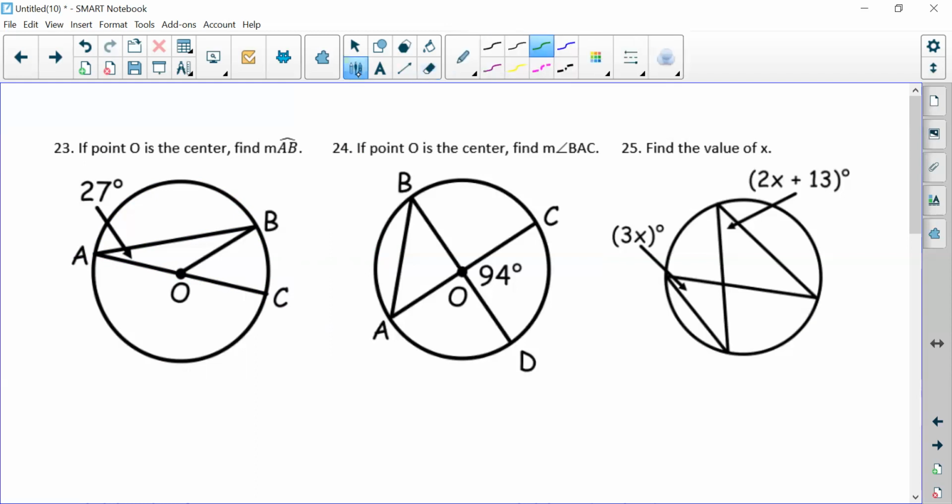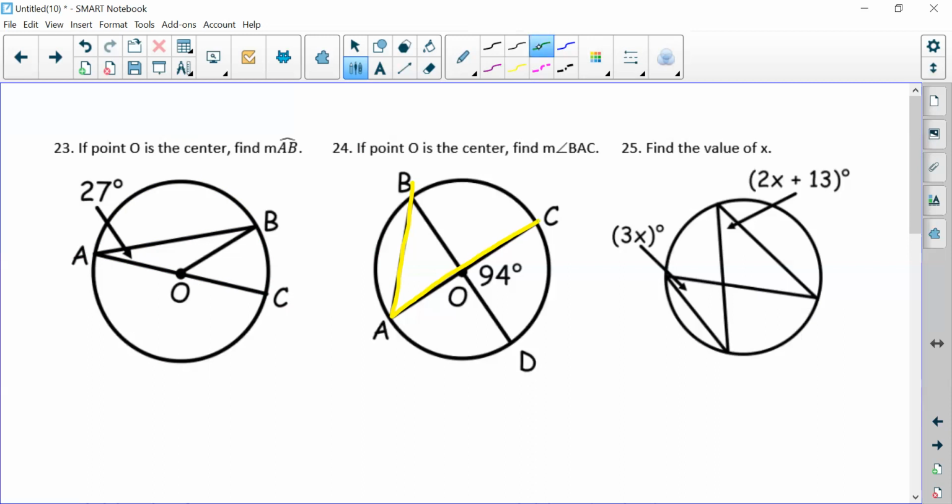Number 24 asks us to find the measure of angle, y'all, angle. It asks us to find the measure of angle BAC. The only thing that we know right now about circle O is that the measure of central angle COD is 94. We're going to use that to help us solve our problem.